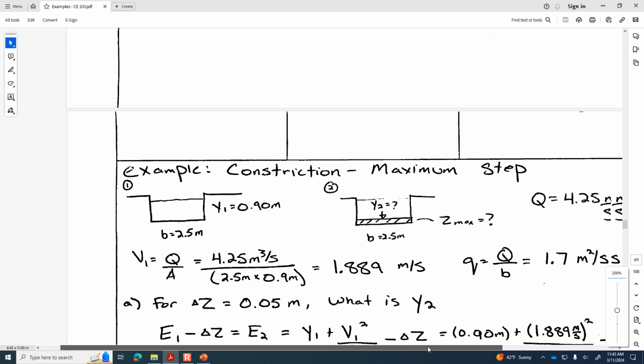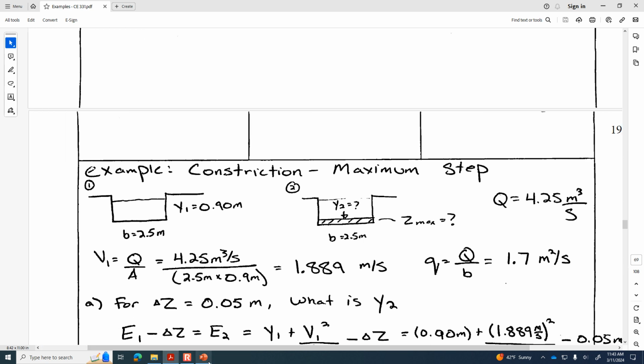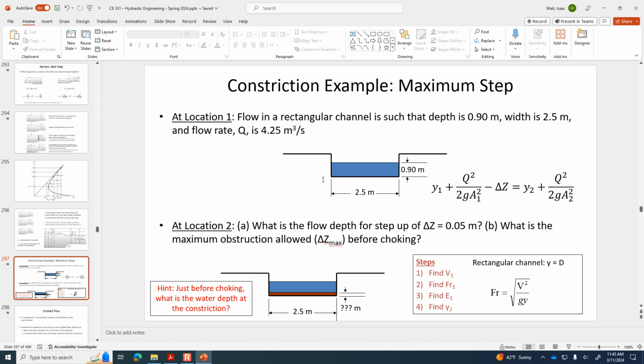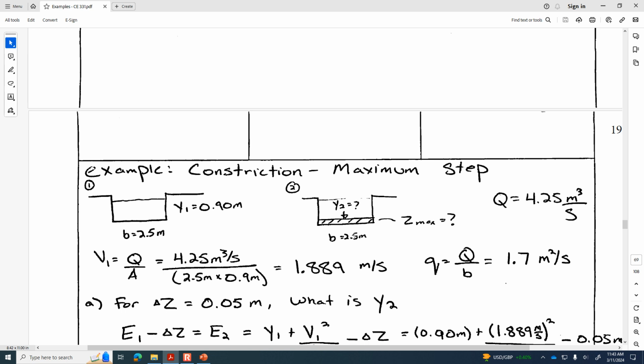So at location 1, the channel was 2.5 meters wide, 0.9 meters deep. It's still 2.5 meters wide. Downstream at 2, we're trying to find out what's the maximum step height. So we know it's 4.25 cubic meters per second going through there. And since we know the depth and the width at 1, I can calculate the velocity at 1, which will be useful for the velocity head.